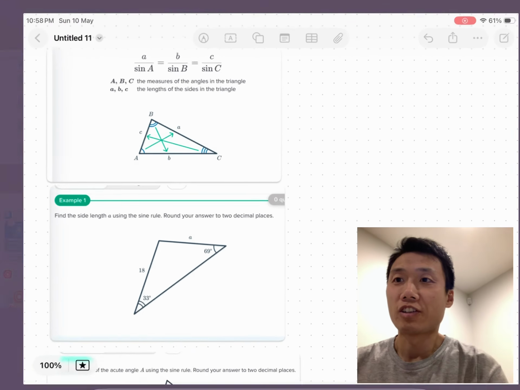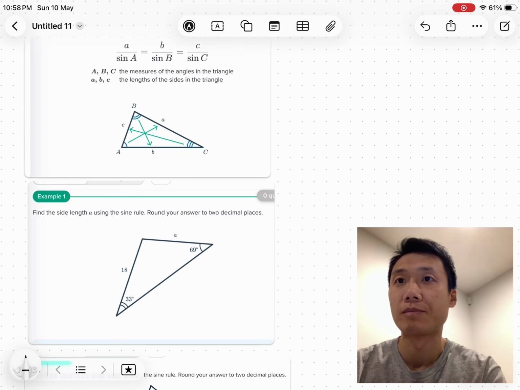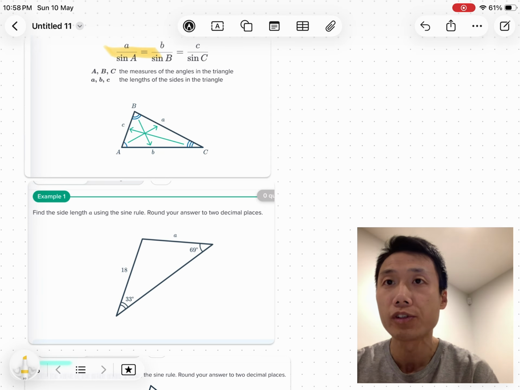Hello girls. So today we're going to talk about the sine rules, using trigonometry to solve some triangles, finding out some sides and angles using the sine rules. We talked about the sine rules already.